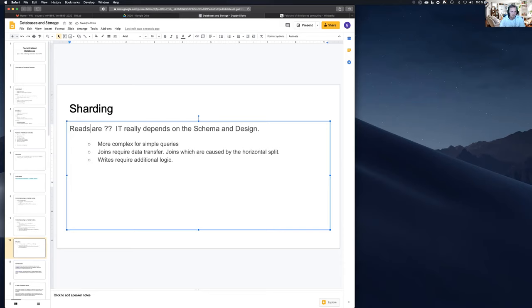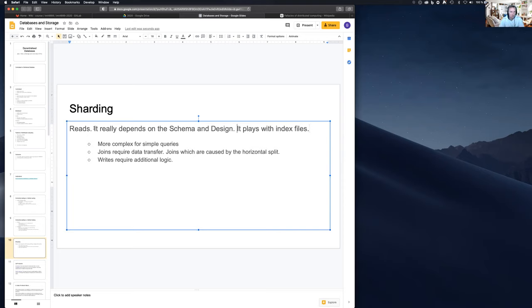So with reads, it still depends on how you design your schema, but what sharding does is it plays with index files and it introduces this demultiplexing into the mechanics of how we deal with reads. So you have an additional lookup, which tells you, okay, you want to read this, it is over there, right? So it automates some of this.